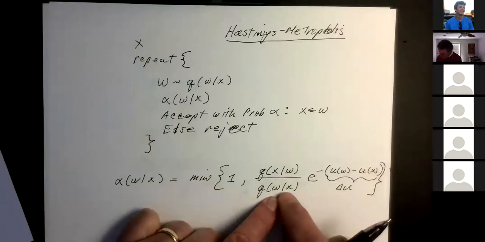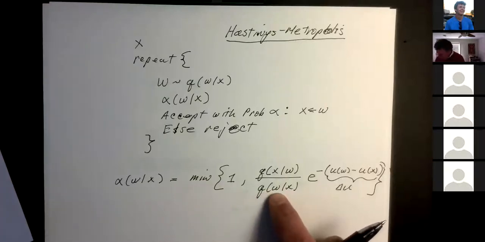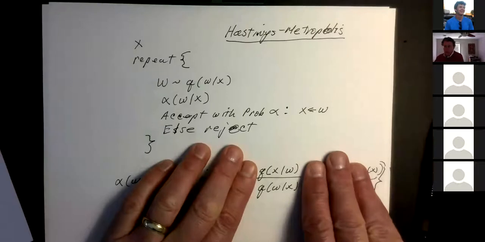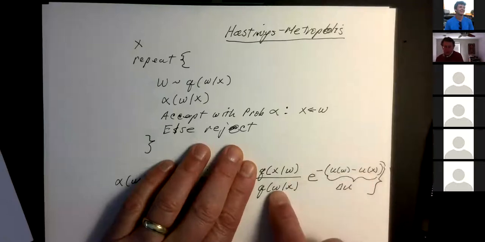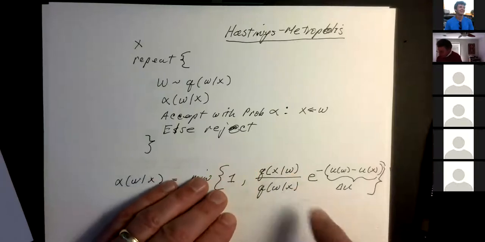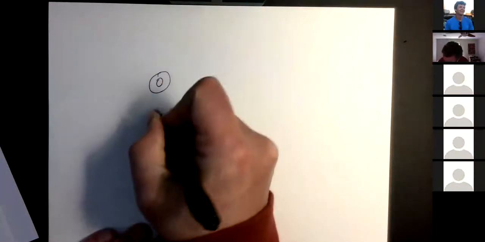In this case, this compensates for the fact that you might be proposing some W's more often than the others. So for example, if Q of W given X is larger than Q of X given W, then this ratio here will be less than 1. So you'll tend to accept it less often. And that makes sense because the problem is you're unfairly weighting transitions to W more heavily than you're weighting transitions from W. Hopefully that makes sense. So if you had just a two-state Markov chain, with states 0 and 1.